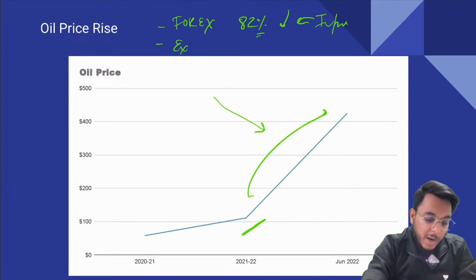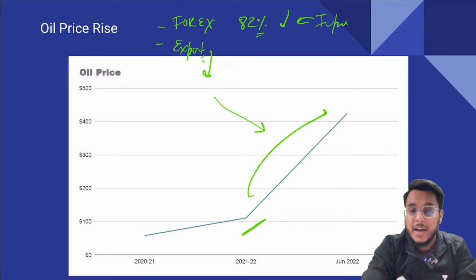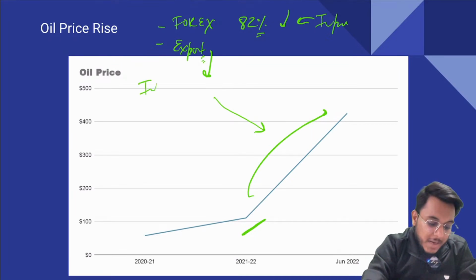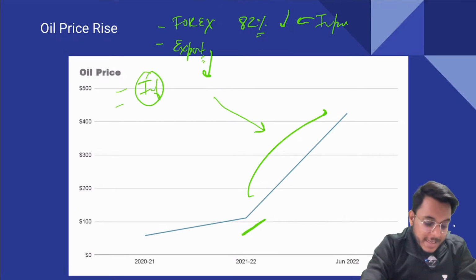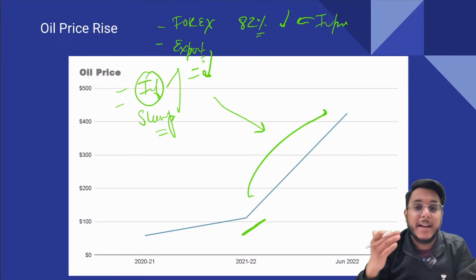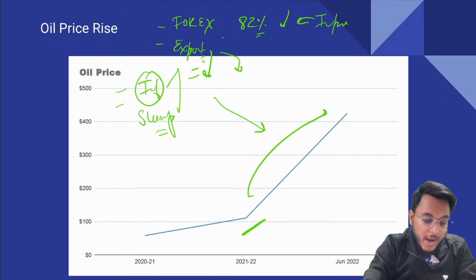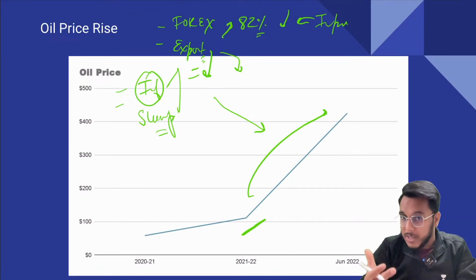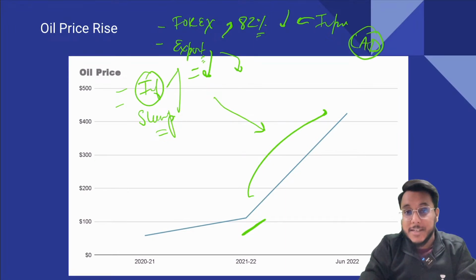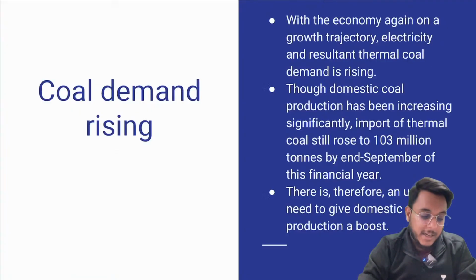At the same time, the exports of India are low. Why are exports low? Because number one, there is global inflation going on. Secondly, there is a global slowdown going on. So because of the high inflation and slowdown, the demand in overseas markets is not high. Therefore exports are low and imports are high. Therefore India is facing a high current account deficit. Current account deficit is when your imports are more and your exports are less. So India is facing a current account deficit.